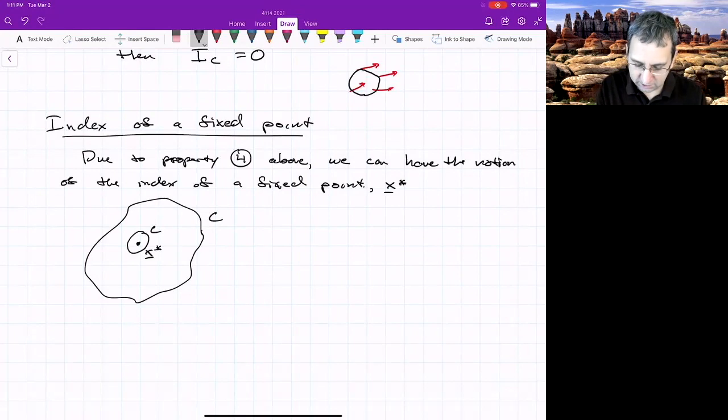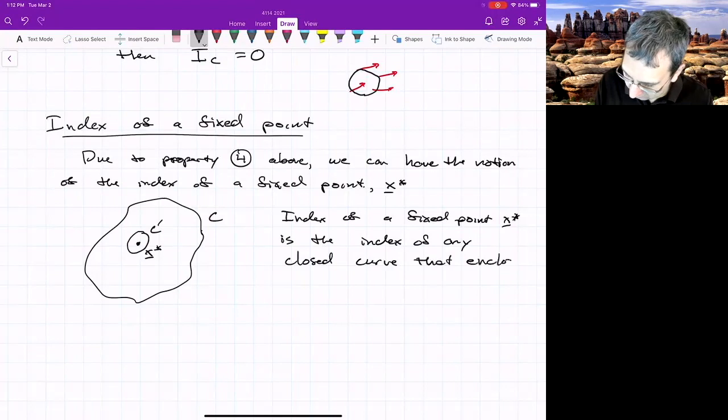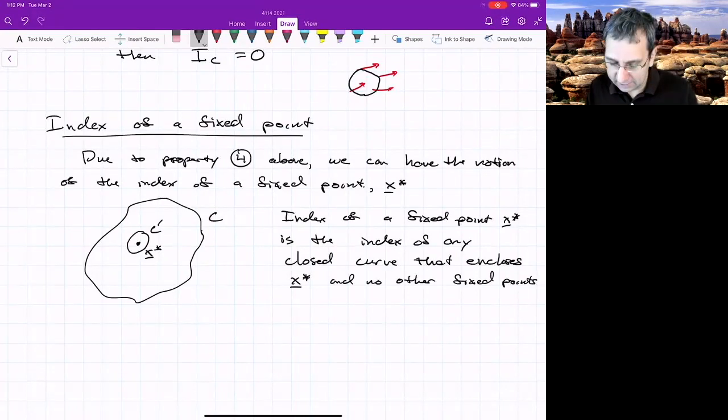These would have the same index as the index of the point itself. So the index of a fixed point is the index of any closed curve that encloses x star and no other fixed points. And so we could, in some sense, drop the subscript c and speak of the index of that point. Maybe we would say, the index of that point, x star.